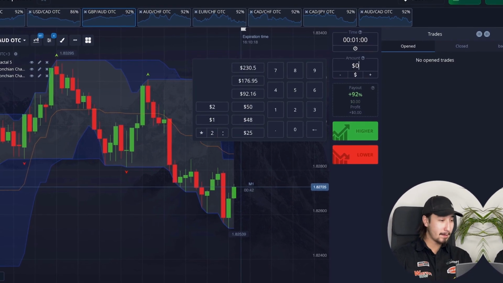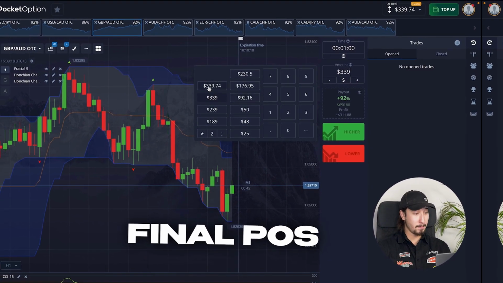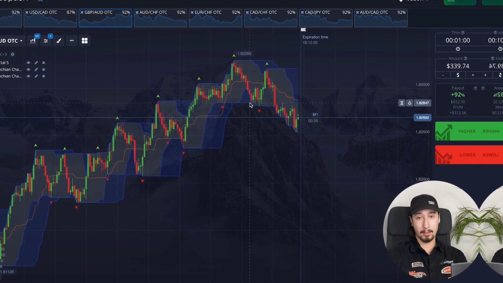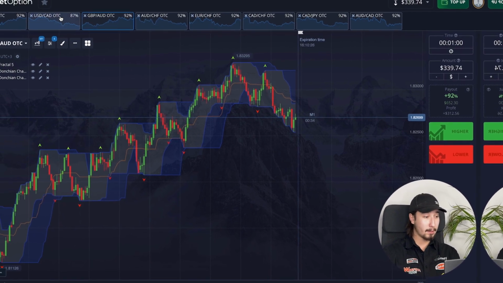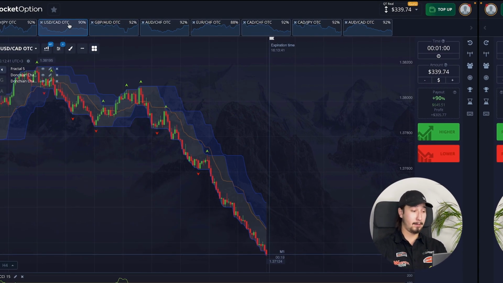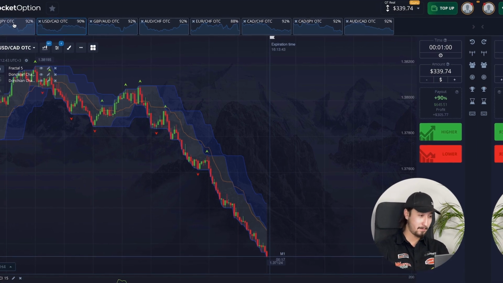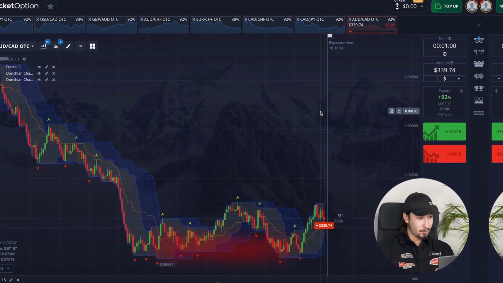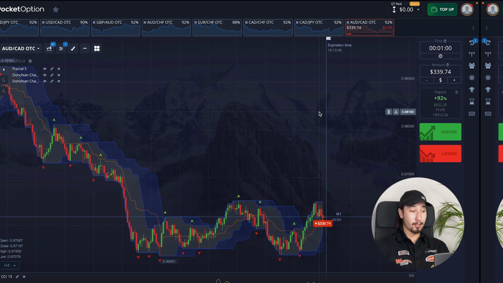In conclusion, let's open our final position, also for the entire amount of the balance at the moment, and continue and select the next currency pair. Alright, final position, let's set it on the short.